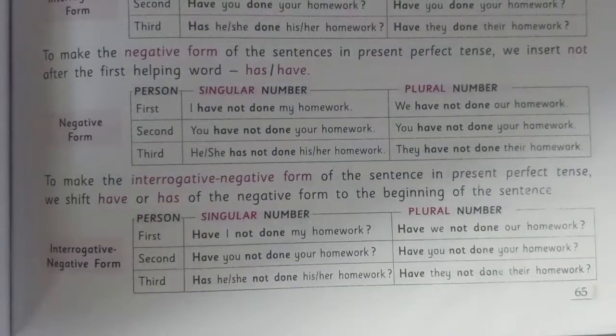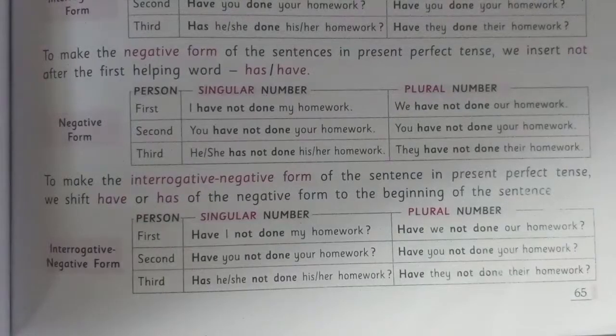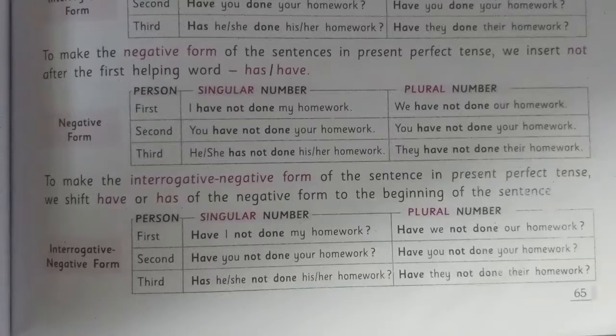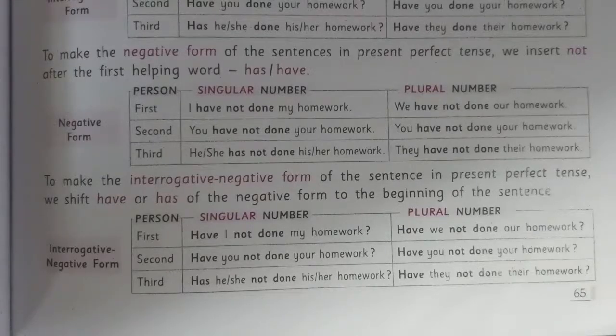So you will get, have I not done my homework? Have you not done your homework? Has he not done his homework? Has she not done her homework? And in plural number, have we not done our homework? Have you not done your homework? And have they not done their homework? And put a question mark at the end. So to form an interrogative negative sentence in present perfect tense, we shift has or have of the negative form to the beginning of the sentence.